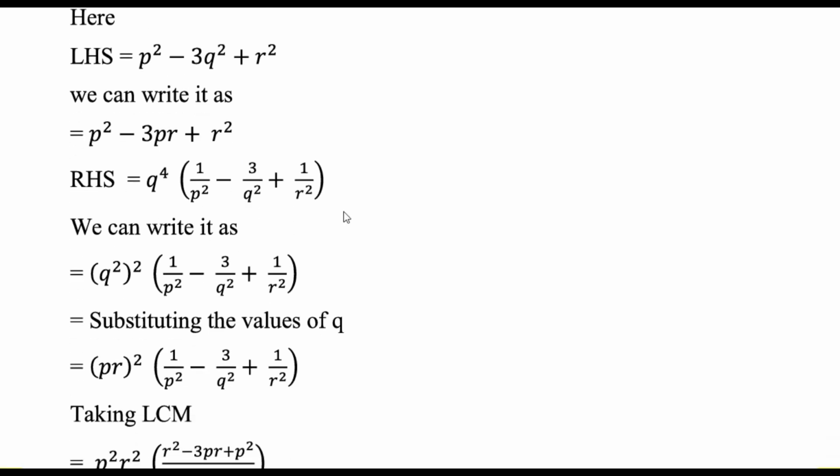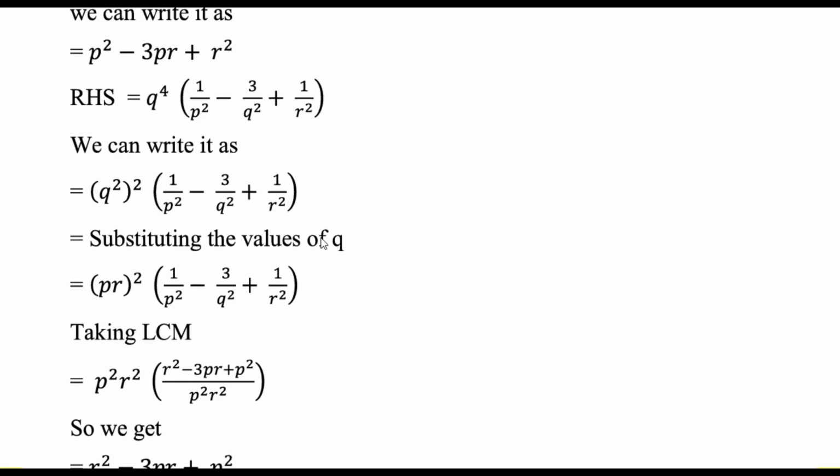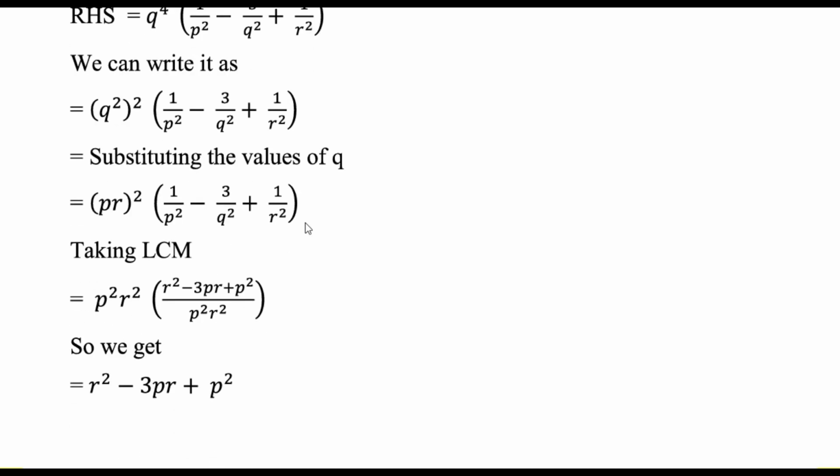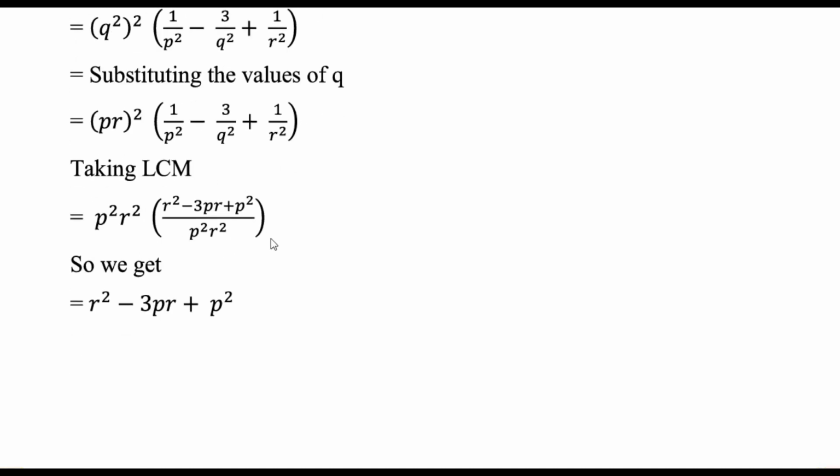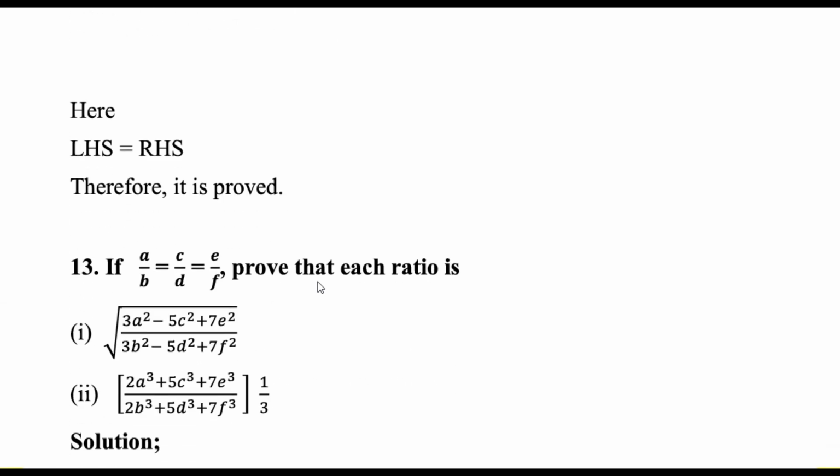Now write the right hand side, that is Q to the power 4 into 1 by P square minus 3 by Q square plus 1 by R square. So we can write this as Q square whole square into 1 by P square minus 3 divided by Q square plus 1 by R square, substituting the values of Q. Okay, so the equation will be this. After taking LCM, your equation will be this. So we can write R square minus 3PR plus P square. Hence left hand side is equal to the right hand side.